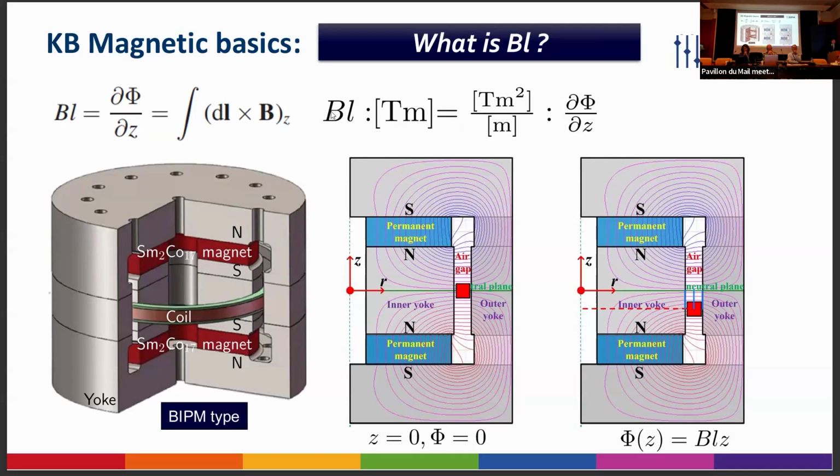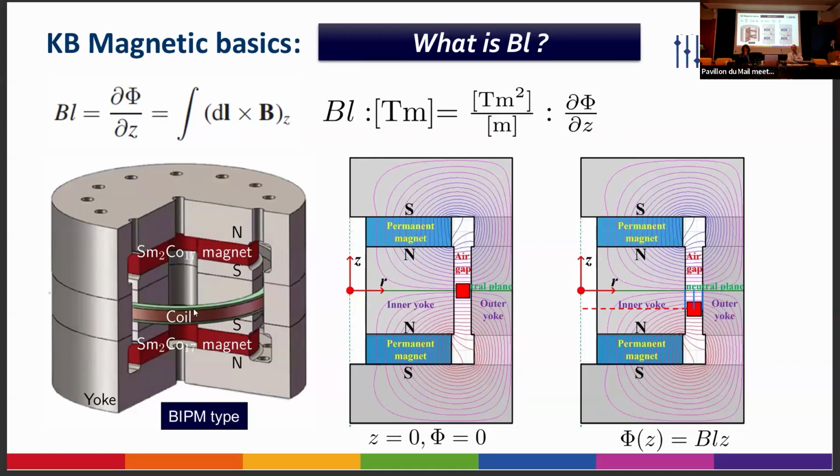From the unit, we can just add a meter in both the numerator and denominator, right? Tesla meter squared is basically B times S, so this is phi, and in the denominator is meter. So it is the magnetic flux change along some direction, let's say the Z direction, right?